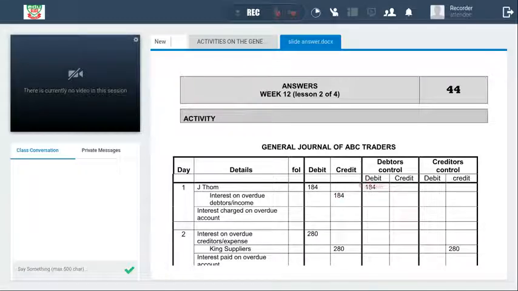So you see the debtors control column is also debited on the same line. Now, when I talk of the debtors control column, I mean this column. When it concerns a debtor, I will debit the debtor. When it concerns a creditor, if it's to debit the creditor, I debit here. If it's to credit, I credit here.